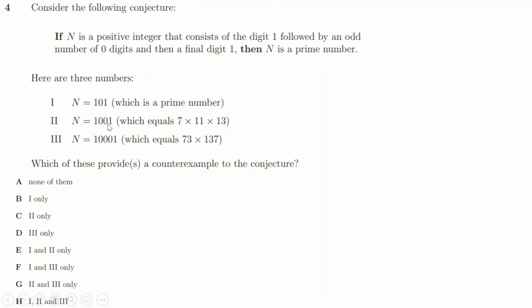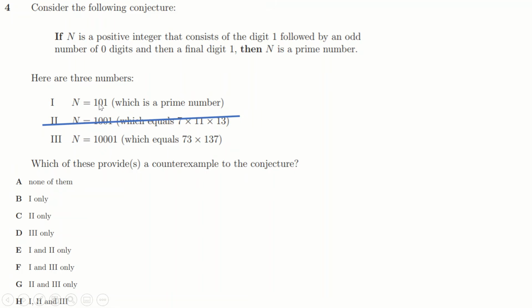Now this here has an even number of zero digits. So this statement is not talking about this one here. It says, if n is a positive integer that contains 1 followed by an odd number of zeros, that's not this. This doesn't qualify.